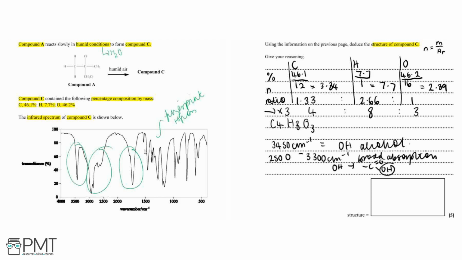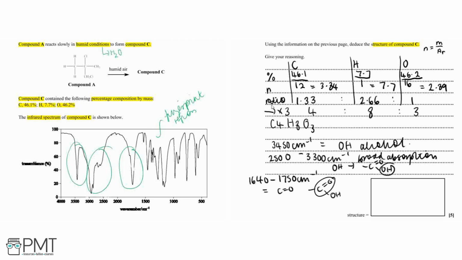And finally, the other peak which stands out is this sharp absorption here. So this is between around about 1,640 and 1,750, and this is going to belong to the carbonyl bond from our carboxylic acid overall as well.